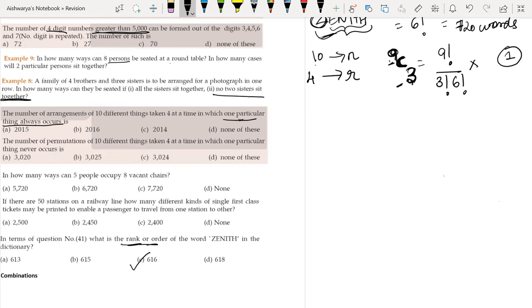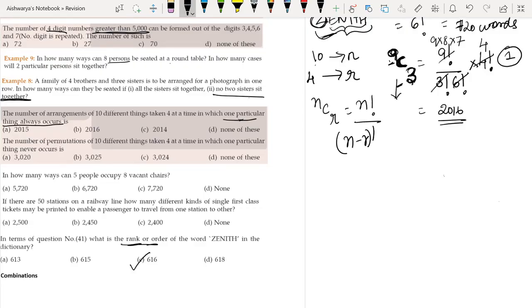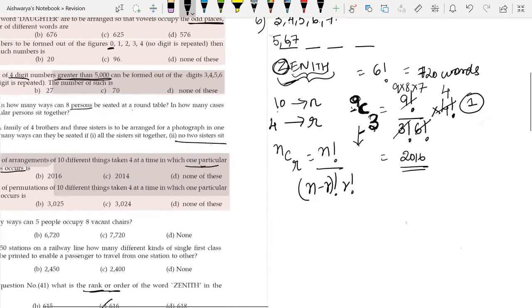Now after selecting, I have 4 objects with me which I have to arrange. So 4 objects are arranged by doing 4 factorial. So now how we are going to cancel is this and this you cancel, you will get 4. This and this will cancel, you will get 9 into 8 into 7. So all you have to do is multiply the 2. 9 into 8 into 7 into 4. So you will get 2016. This is what you will get. Are we understanding? I have done this using the formula for combination NCR. NCR is nothing but n factorial divided by n minus r factorial into r factorial. This is the formula.